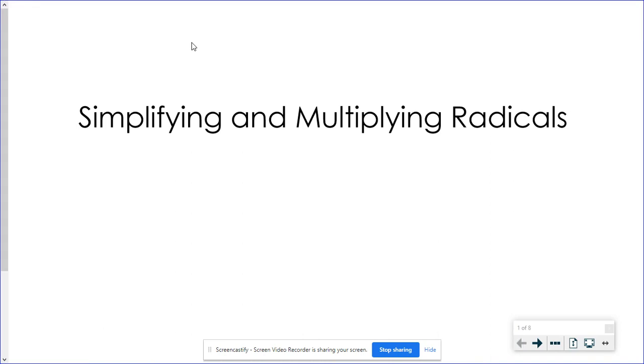Hello, algebra students. We're going to put together the work that we've done so far with radicals all into one day. We've worked a lot with simplifying radicals, and our last lesson was about multiplying radicals. We just need a little bit more work with all of that together to make sure that we're feeling very comfortable with it.